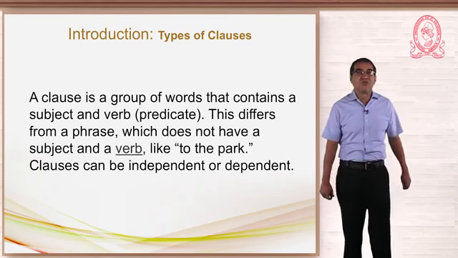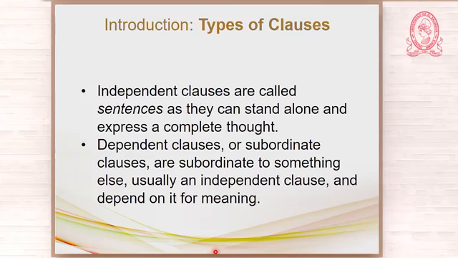Let us continue reviewing this. As I just mentioned, there are two types of clauses, independent and dependent. Let us remember the definition of independent. They are called sentences. Why? Because they can stand alone, because they express a complete thought.